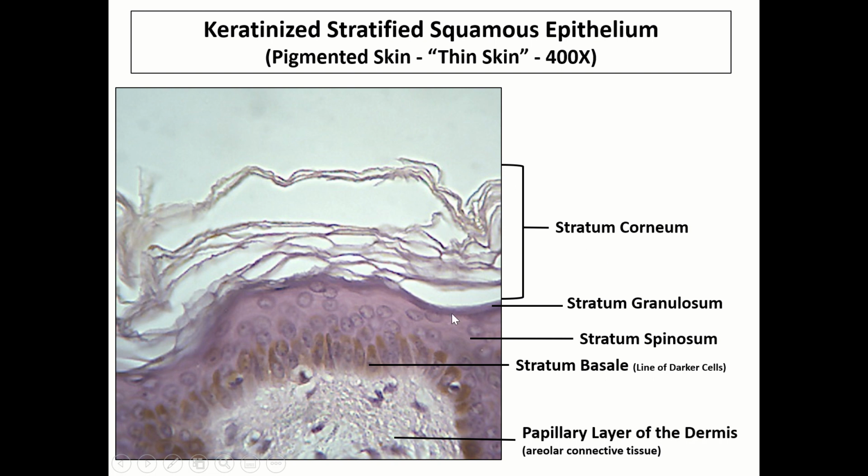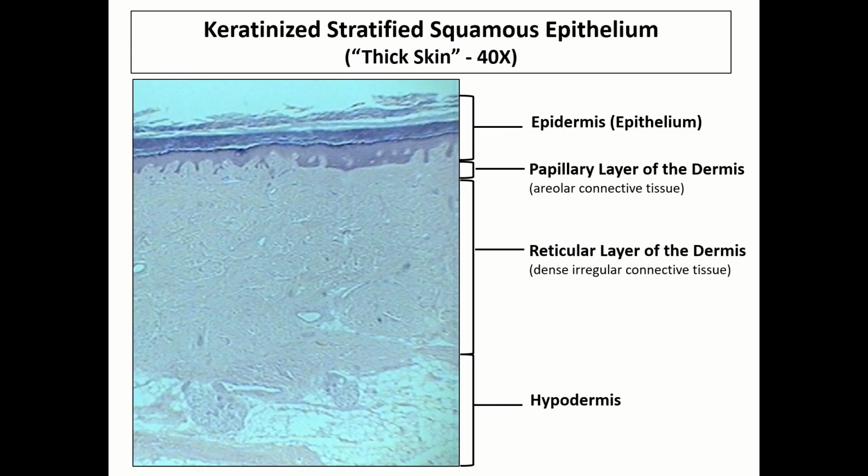Below those, you're going to see a dark purple or dark pink layer known as the stratum granulosum. Below that, a multicellular layer known as the stratum spinosum. And the most basal here is known as the stratum basale. So this is going to be a single line of dark cells. Again, this is thin skin.